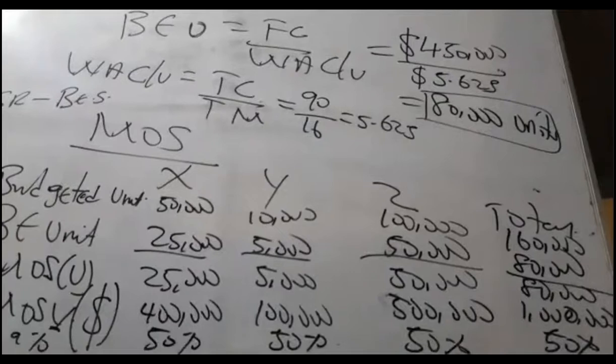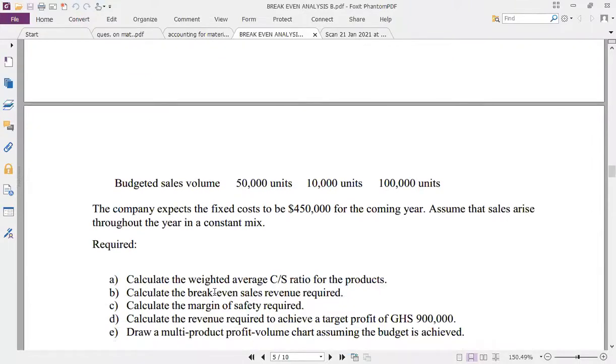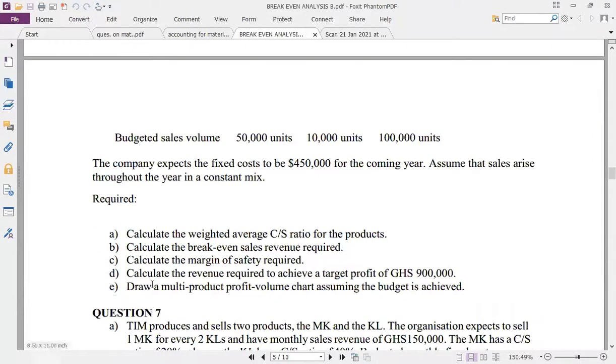Now let me move on with the requirements and see if we can finish it quick to start my testing question. We've done the margin of safety, even though here it didn't state whether it's a unit or value or a percentage. So that's why I did all three. Whichever they want, they should pick it and then we move on. If you calculate just one, we mark it for you. At least maybe one or two. Don't calculate all three. Just one or two. Then D, calculate the revenue required to achieve a target profit of 900,000. Start work.